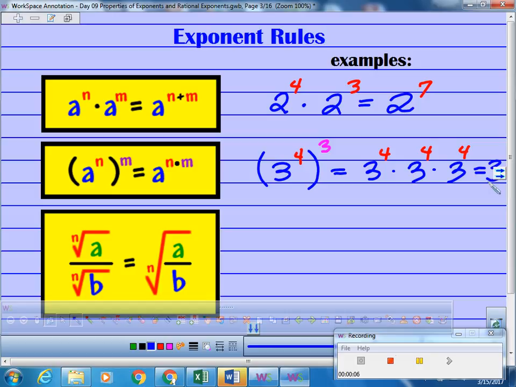3 to the 12th. Some of you know the shortcut: you're just multiplying, I have 4, 3 times. So you don't really have to write it out. But conceptually, that's what it means.